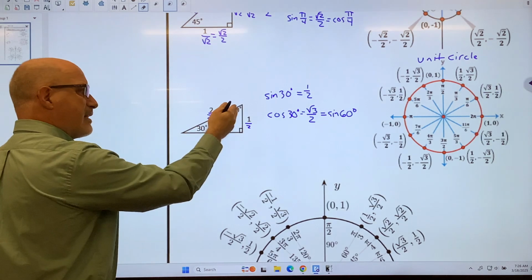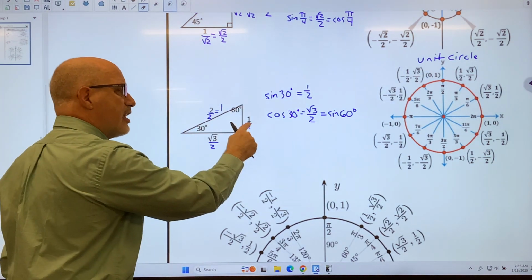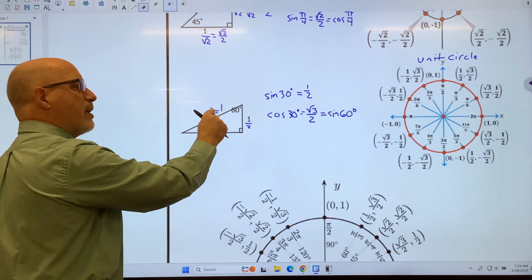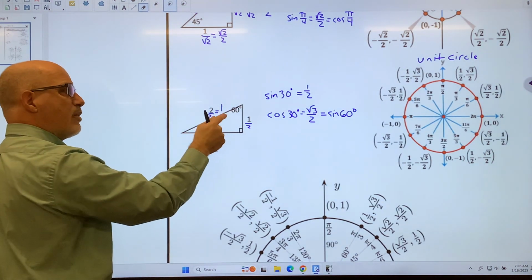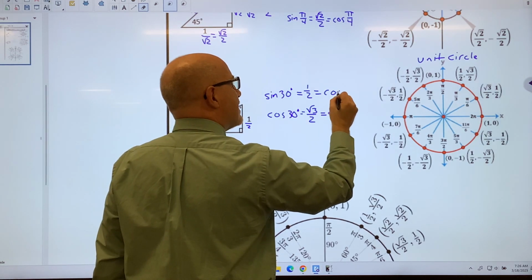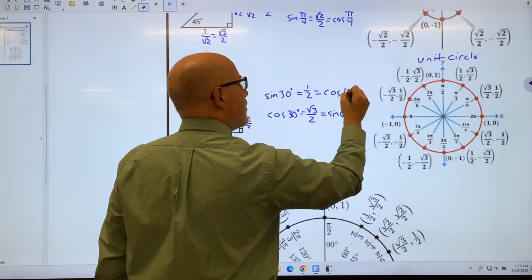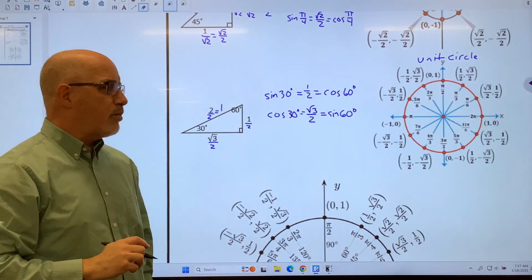If we look at 60 degrees and do the cosine of it, cosine is the adjacent, 1/2 over the 1. 1/2 over 1, cosine of that would just be 1/2, which is the same as sine of 30. And since 60 and 30 are complementary, those two values are equal.